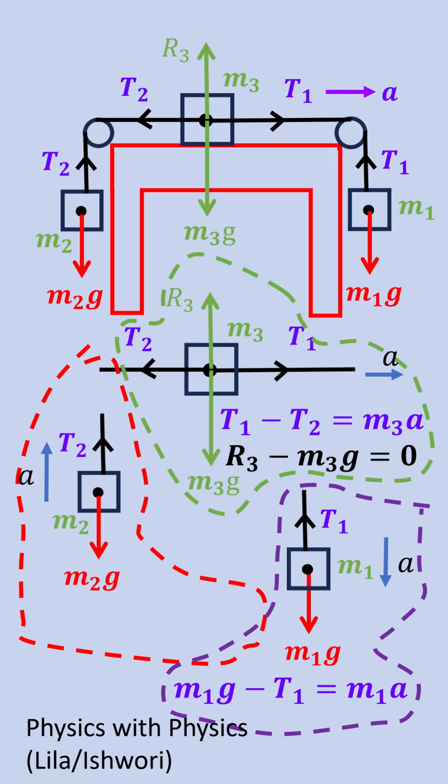For mass M1, the mass M1 moves downward. That's why M1G minus T1 equals M1A, and there is no horizontal motion, so we don't need to consider it. Similarly, for mass M2, the mass M2 moves upward. That's why T2 minus M2G equals M2A. In this way, we wrote the equations for the different masses.